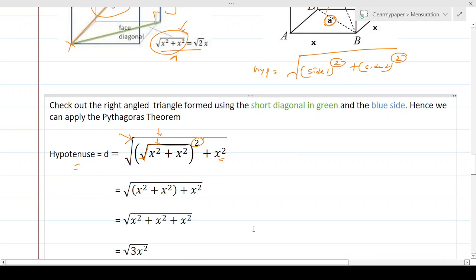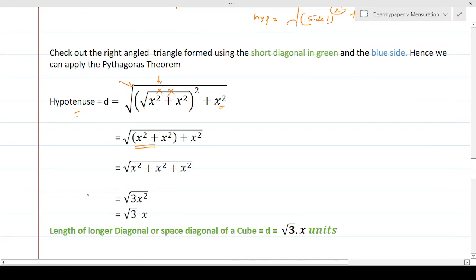And once you open up this, we have a square root and then we have a square. So what essentially happens is this square root gets out of the way and we just get whatever is under the square root. And if you add all of them linearly, we get 3x square. And then the square root of x square is x, and root 3 stays as it is. So it's root 3 x units. So the length of a longer diagonal for a cube is root 3 x units.